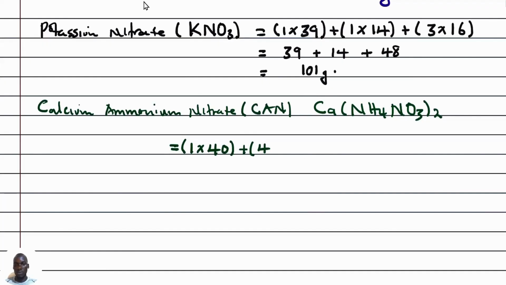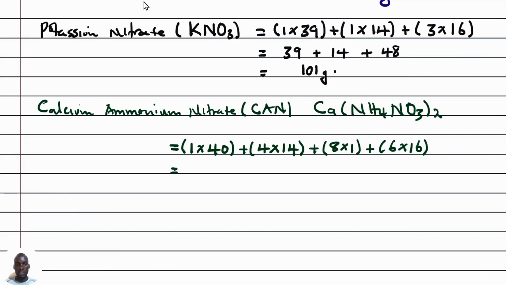So there are 4 atoms of nitrogen multiplied by the RAM of nitrogen, which is 14, plus inside the brackets we have 4 atoms of hydrogen multiplied by 2 becoming 8, then multiplied by the RAM of hydrogen, which is 1, plus inside the brackets we have 3 atoms of oxygen but multiplied by these 2 to give us 6 atoms multiplied by the RAM of oxygen, which is 16.